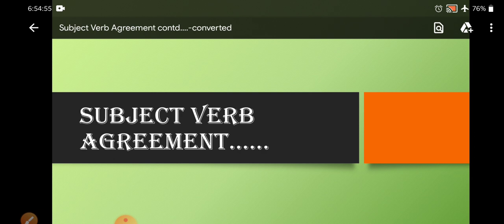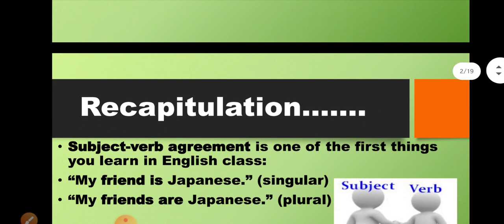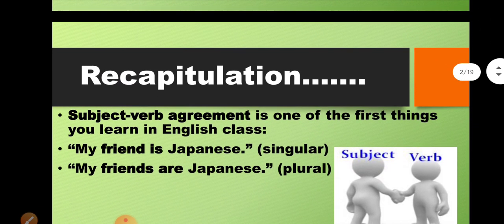So now, having done all the basic rules for subject-verb agreement, today's class is an advanced discussion of still some more rules about subject and verb agreement. So let's see what all those rules are. First of all, it's a recap.